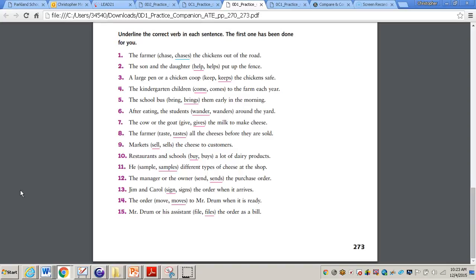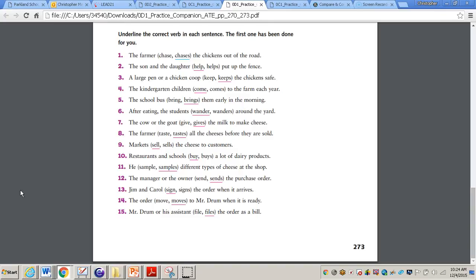So we can see number 3, a large pen or a chicken coop keeps the chickens safe. Number 4, come, the kindergarten children come, so plural, so it needs to be a plural verb. The school bus brings. Number 6, wander. Number 7 is gives. Number 8 is taste. Number 9 is sell. Number 10 is buy. Number 11 is samples. Number 12 is sends, number 13 is sign, number 14 is moves, and finally number 15 is files.